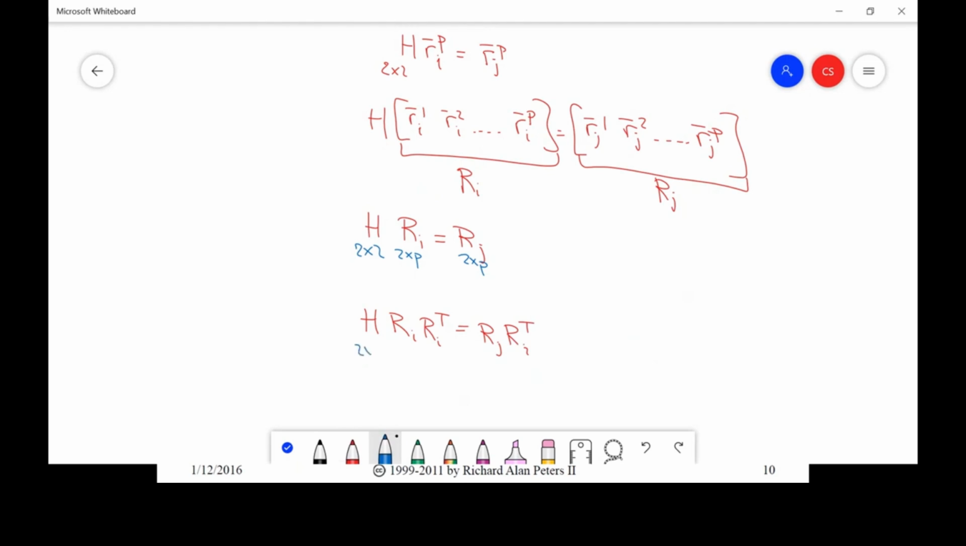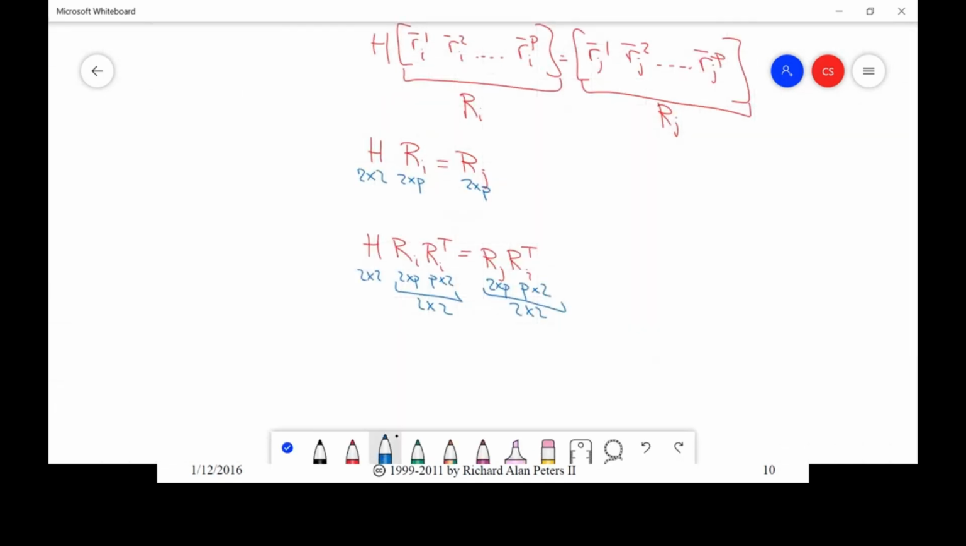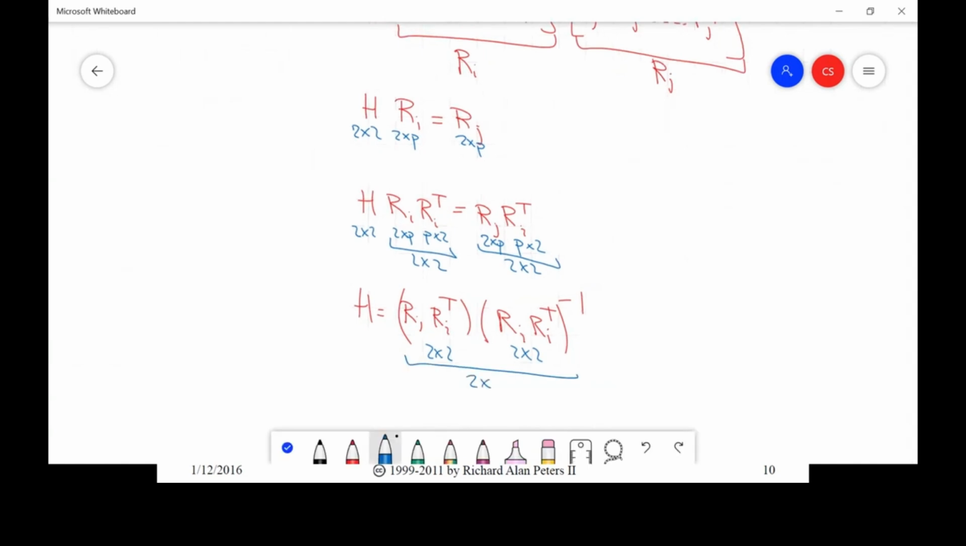Let's think of the sizes again. So this is 2 times 2, this is 2 times p, this is p times 2, this is 2 times p, this is p times 2. So now, this product here is 2 times 2, and this one also. So now, I can invert this one. So I can say H is Rj Ri transpose times (Ri Ri transpose) to the minus 1. And this is 2 times 2, this is 2 times 2, and the whole product is 2 times 2, that is what we want. So we know that this is the least squares solution of this equation system here.